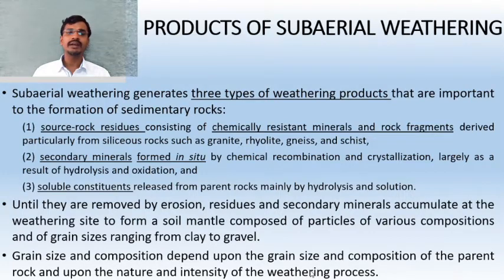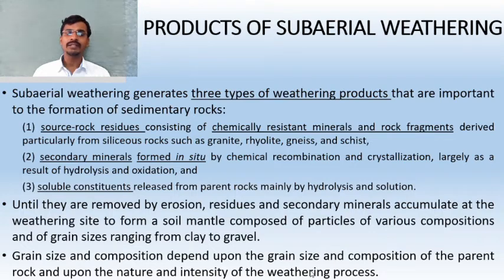Until all these products are removed by erosion, the residues and secondary minerals accumulate at the weathering site to form a mantle of soil composed of particles of various composition and grain sizes ranging from clay to gravel. So those are the particles of clastic nature that are formed as a result of weathering. The grain size and composition depend upon the grain size and composition of the parent rock, and upon the nature and intensity of the weathering process.